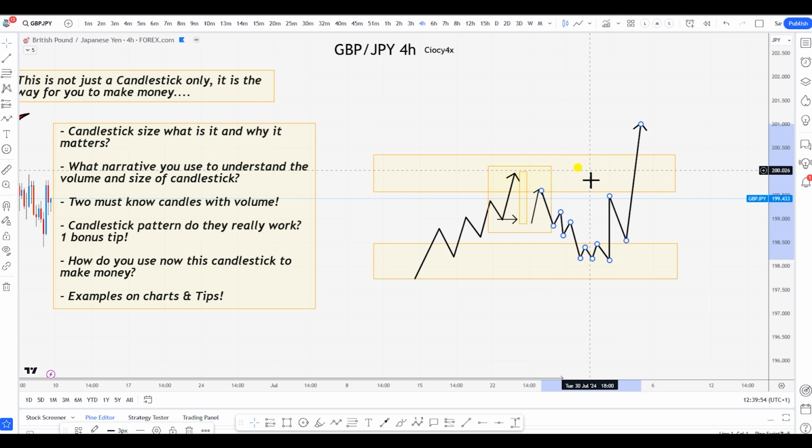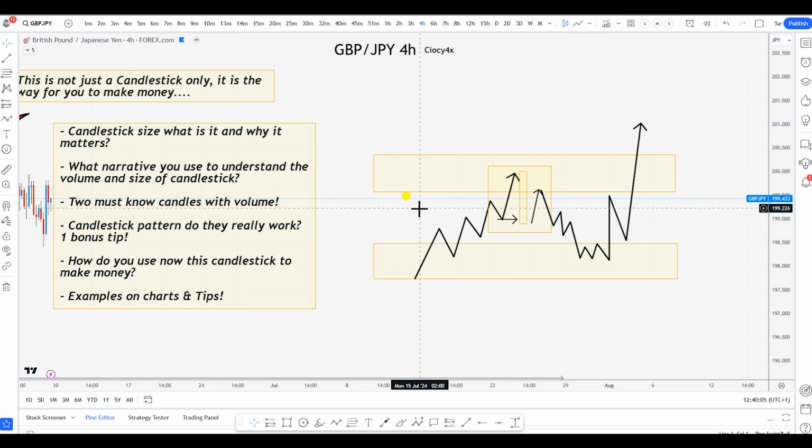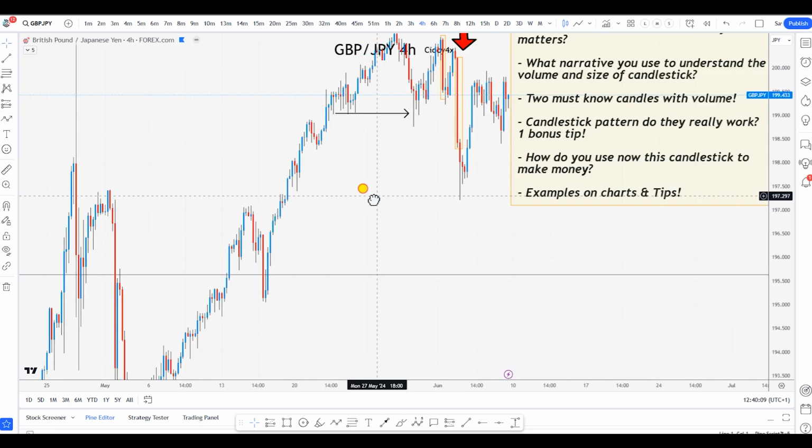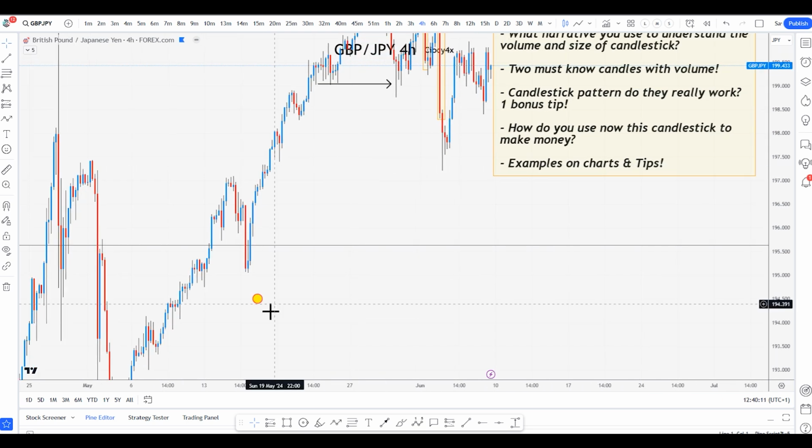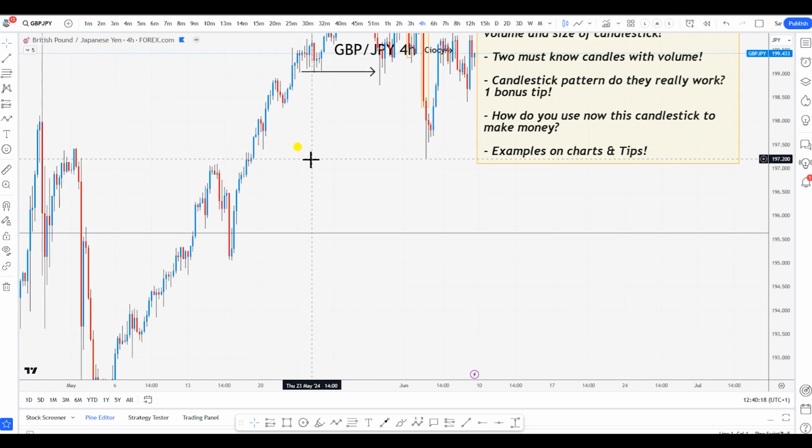What I just did briefly here, and in depth, is what I call the narrative you use to understand the volume and size of the candlestick. The narrative is always understanding where exactly you are sitting. That's why I told you before that you can see the size of a candle everywhere. For example, here, big candles. But you need to know from what exactly you want to see the size of it.